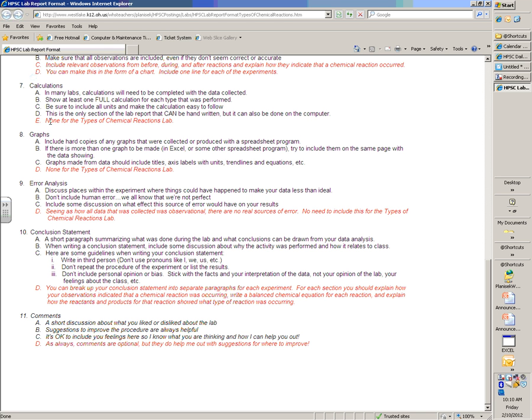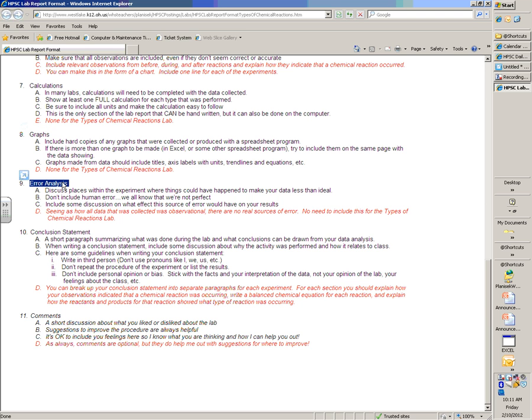Don't even write none for this lab. Just don't include it. Graphs, same thing. Okay? You didn't make any graphs. Don't include it in your lab report. Like I said, if you're separating them out by section, don't write graphs, none for this lab report. Just don't put them in.